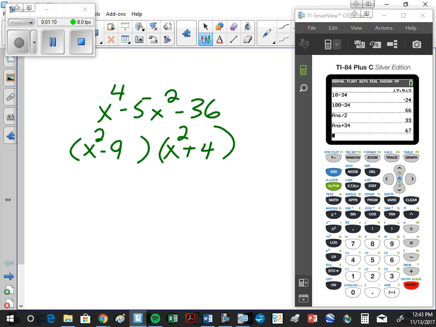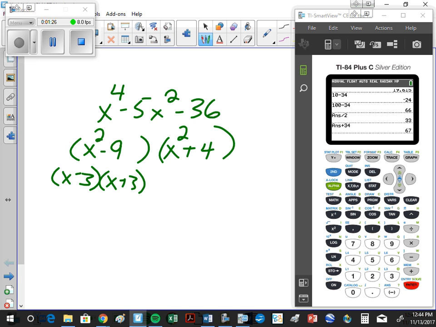And then do either of those go any further? This one is x minus 3 times x plus 3. What about the other one? It does not. Why? It's a plus, not a minus.